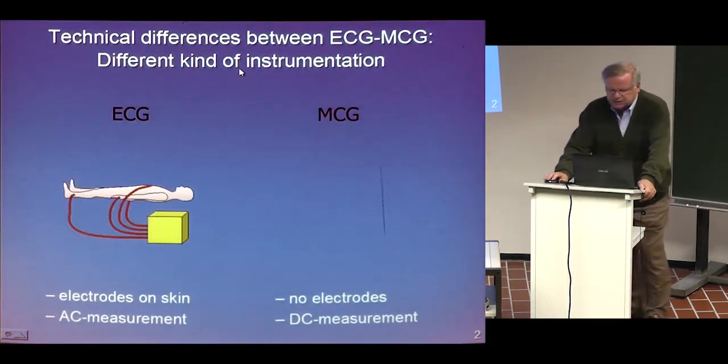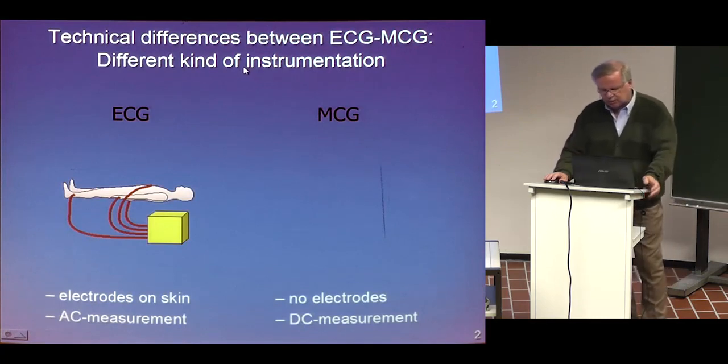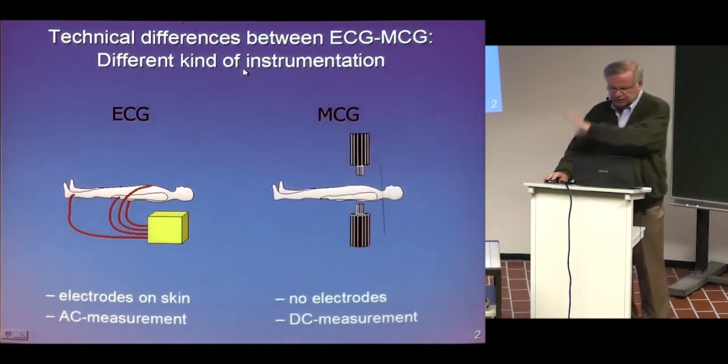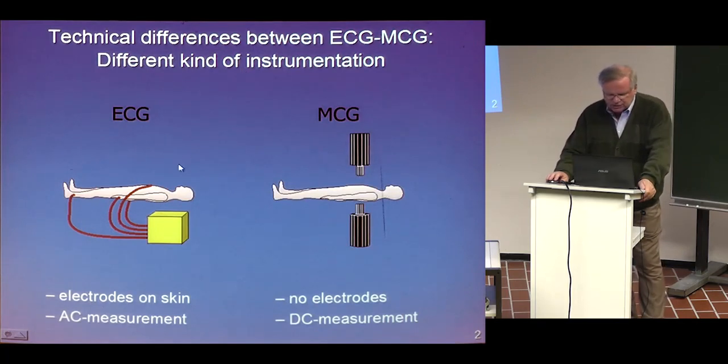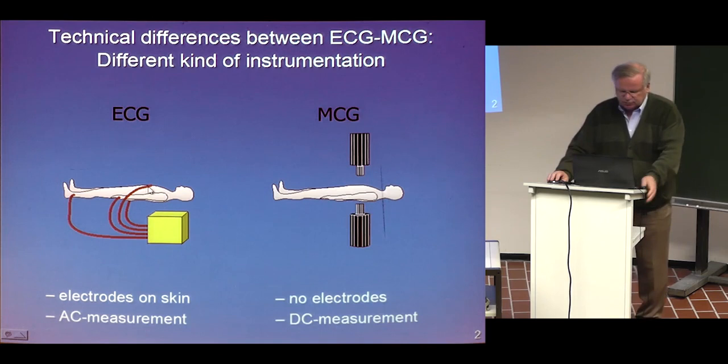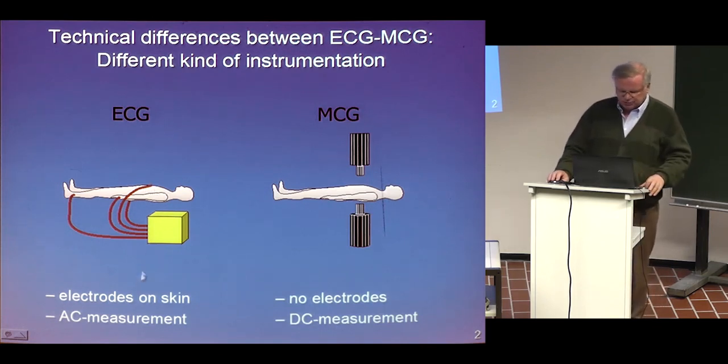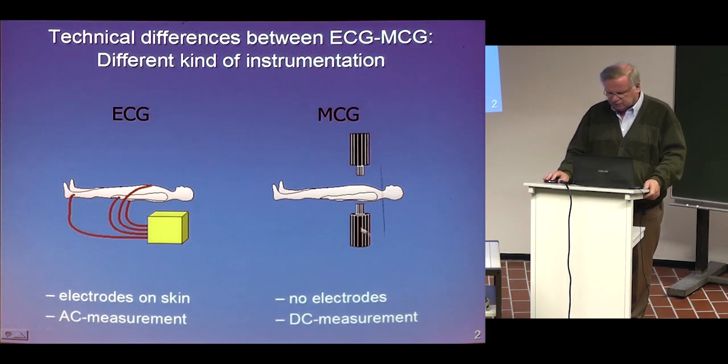There are technical differences between ECG and MCG. I speak about cardiography, I will speak of encephalography equally well. In ECG, technically, there are needed electrodes on the surface of the body. In MCG, no electrodes, detectors are superconducting detectors. And because of the electrode contact potential fluctuations, the measurement of DC electrocardiogram is not possible. They are AC measurements, don't go to the zero frequency. Because the magnetic detectors are superconducting, it is possible to go DC. These are just technical differences.